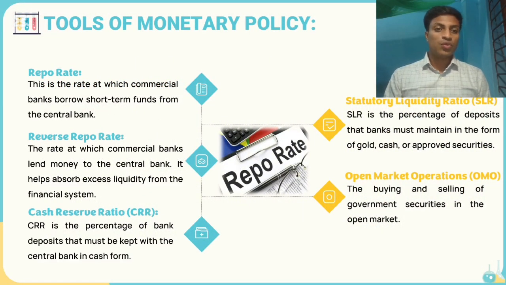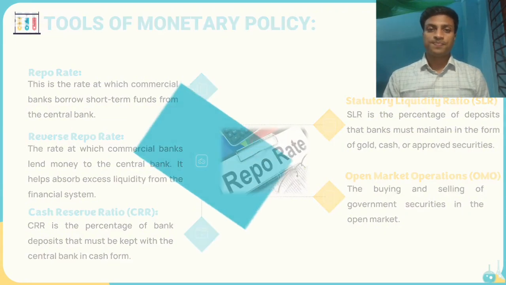This is the rate at which the commercial banks borrow short-term funds from the central bank. Reverse repo rate. The rate at which the commercial banks lend money to the central bank. Cash reserve ratio or CRR. CRR is the percentage of bank deposits that must be kept with the central bank in cash form. Statutory liquidity ratio, SLR. SLR is the percentage of deposits that the bank must maintain in the form of gold, cash, or approved securities. Open market operation, OMO: the buying and selling of government securities in the open market.